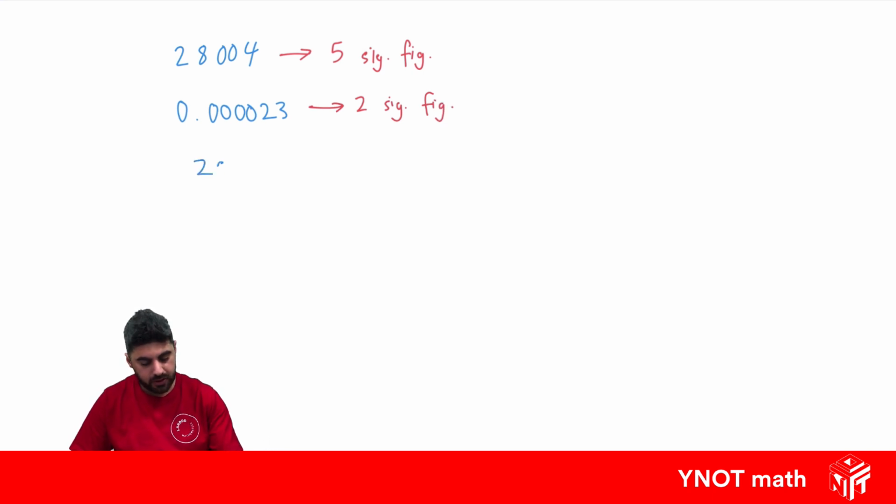What about 20.10? Well, whenever we have a 0 after a decimal, that actually is a significant figure. So this one is 4 significant figures because our first digit is a non-zero. It's 4 significant figures.